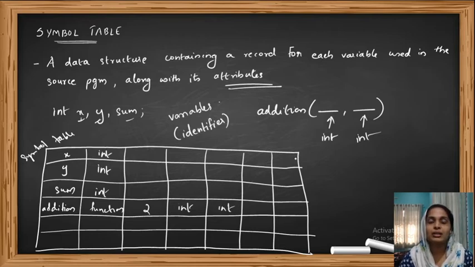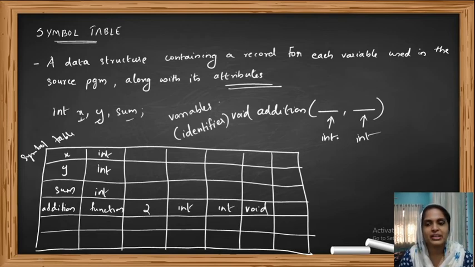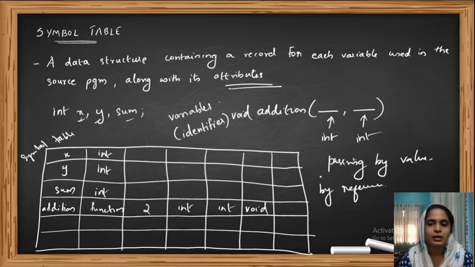Also we can store the return type of this function. Suppose this is a void function, that means we are not returning any value, then we can write the attribute as void, that is, the return type of that function is void. Similarly, we can also specify whether these arguments are passed by value or passed by reference. This information also we can store in the symbol table.